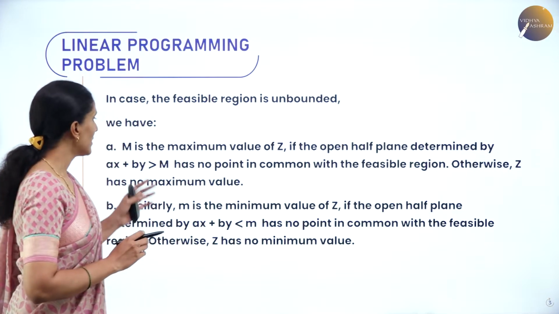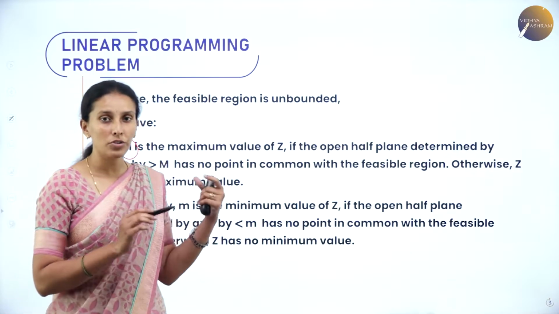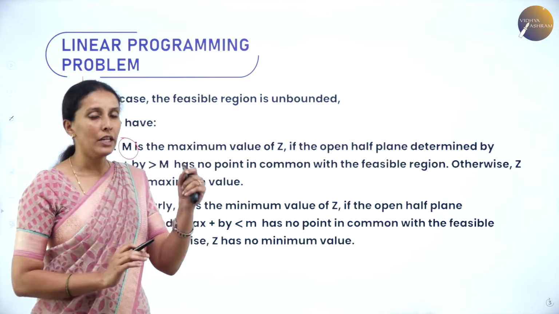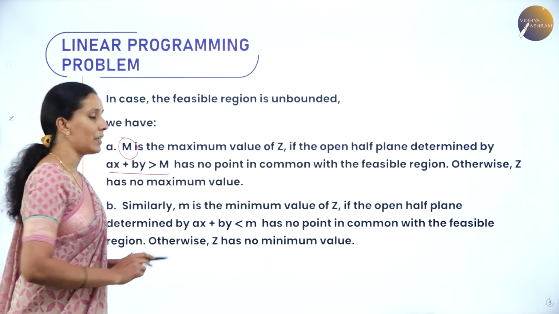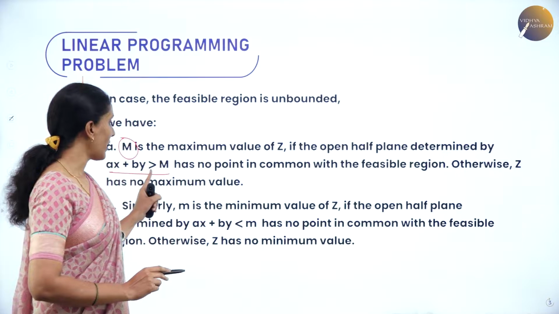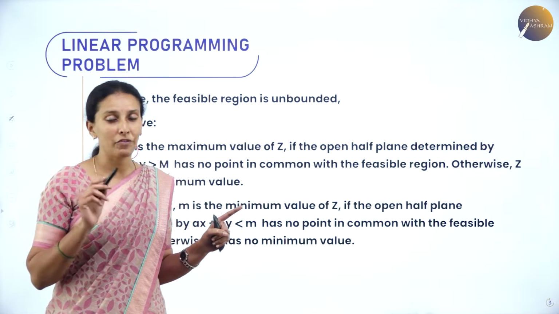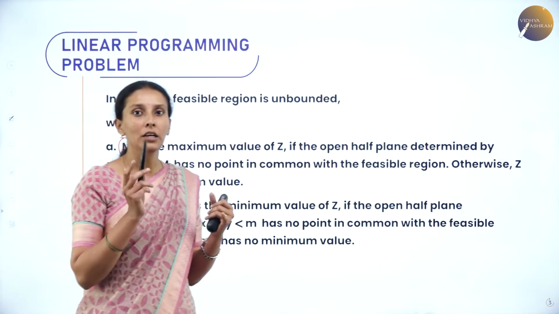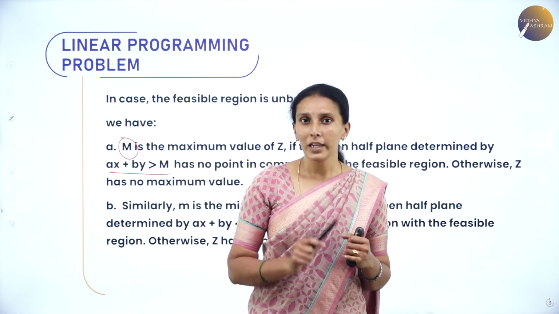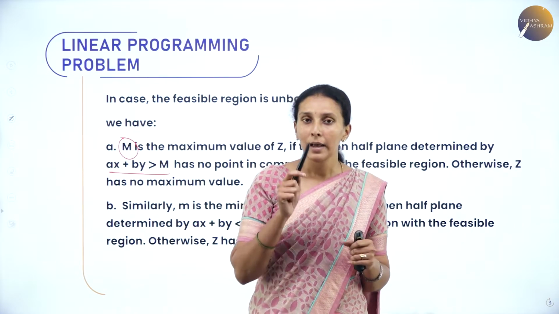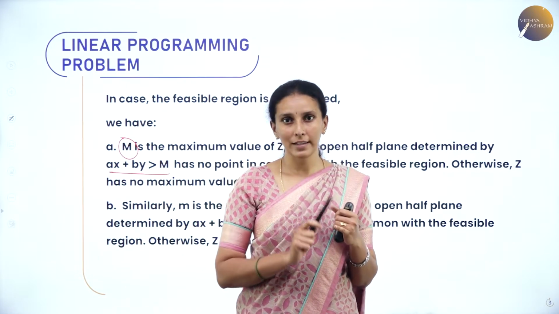The rule says, suppose we have m as the maximum value to the feasible region, then we need to solve a linear inequality by taking ax plus by greater than m. That is, after finding the corner points and finding the maximum value, we need to construct one more line by taking the linear function. What is the linear function we have? Z is equal to ax plus by.